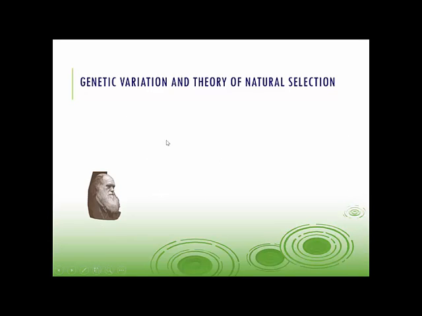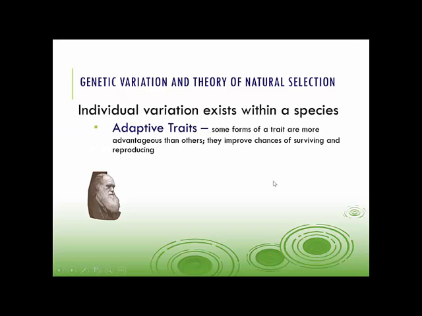So now let's go on to talk about genetic variation and natural selection. Individual variation exists within a species. We know that. There are different types of traits. There are adaptive traits. Some forms of a trait are more advantageous than another. What does that mean? That means they improve your chances of surviving.